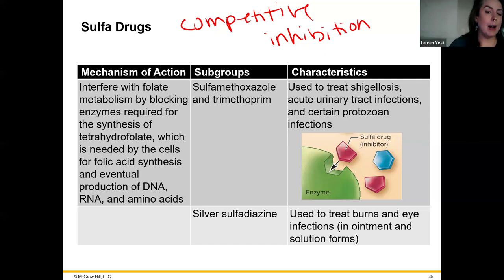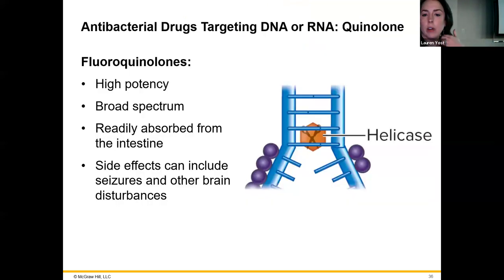Okay. So they're going to bind at the active site. That means it's competitive inhibition. So now the normal thing that it's going to act on to make folic acid along the way, it can't act on that. The whole process is shut down and cut short. So that's how those work. Competitive inhibition. That's it for those.